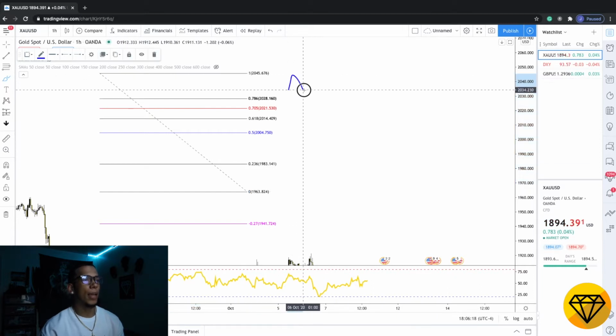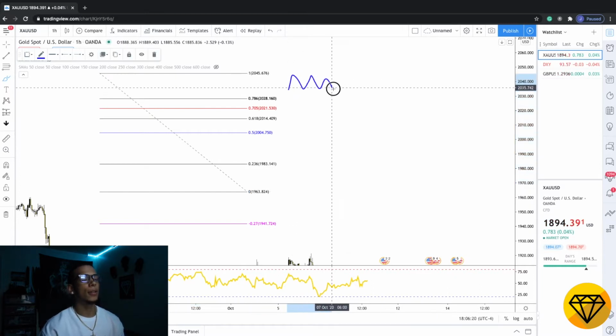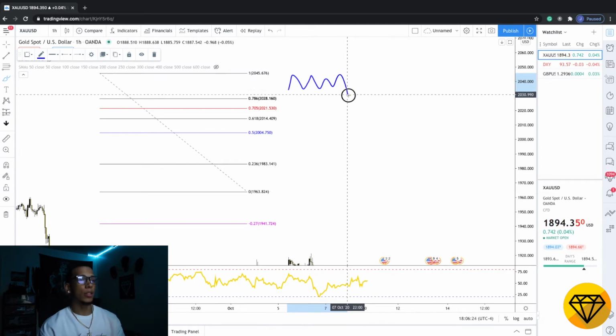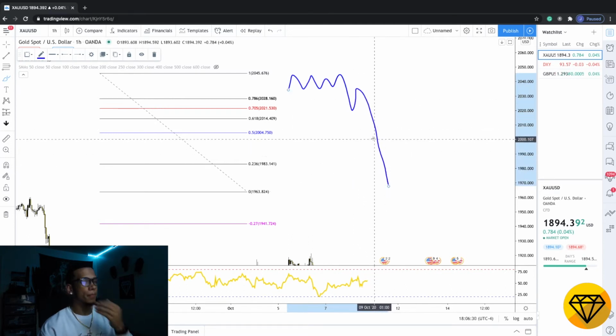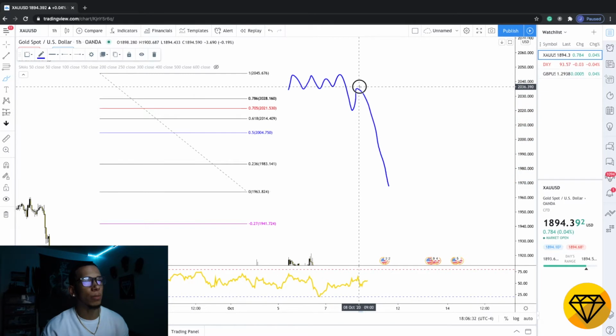So say you have price consolidating, ranging, and we know we're going to expect a breakout from here. So we have a breakout, a retest, and then a continuation, or an impulse, right? So say you missed this move.